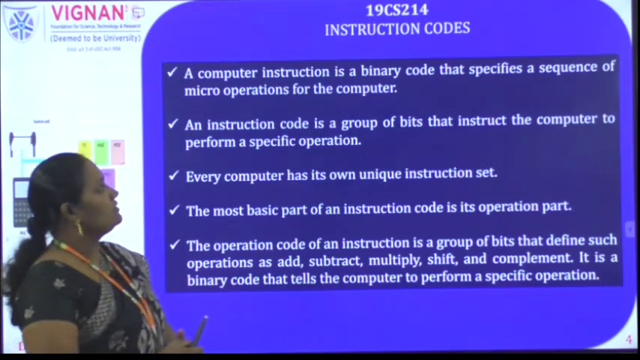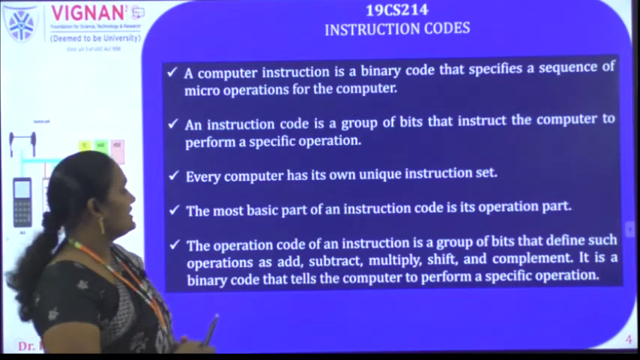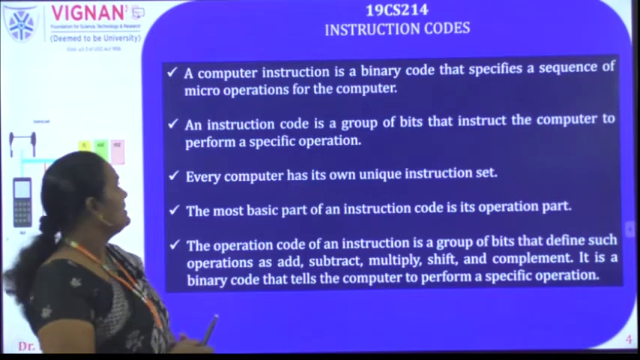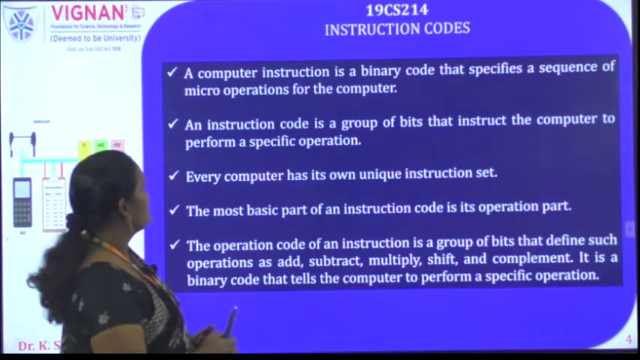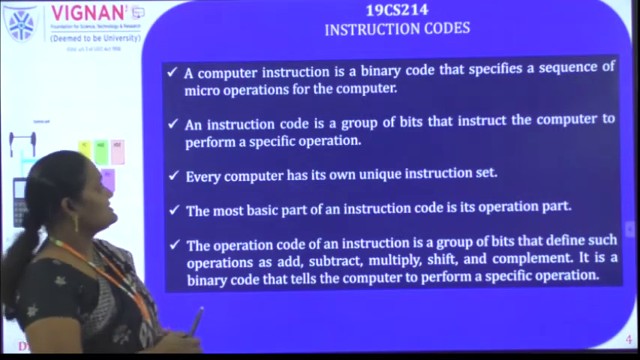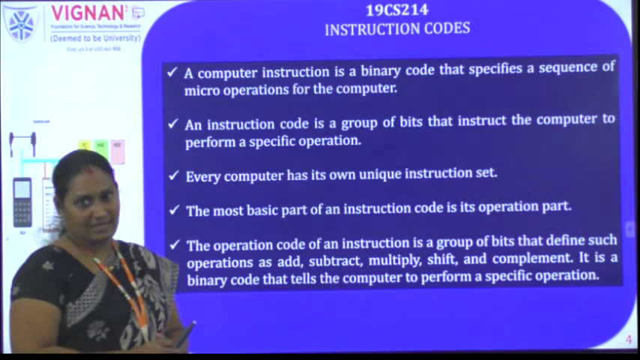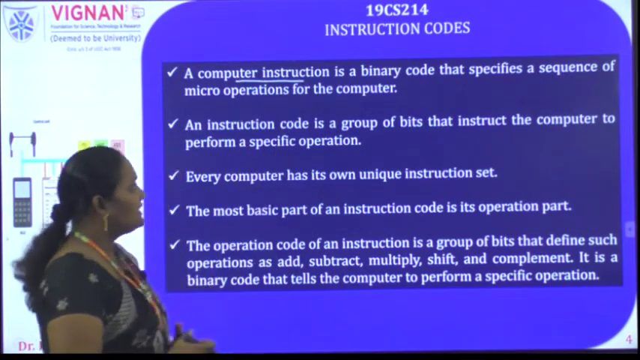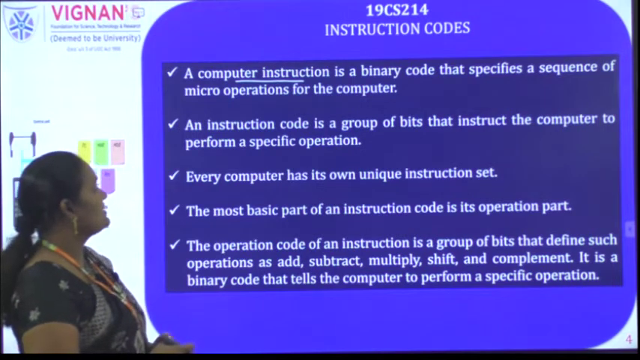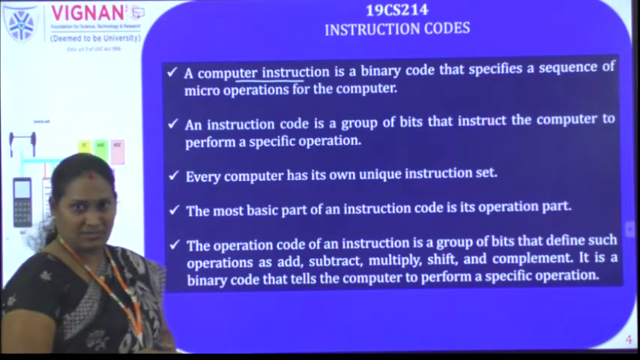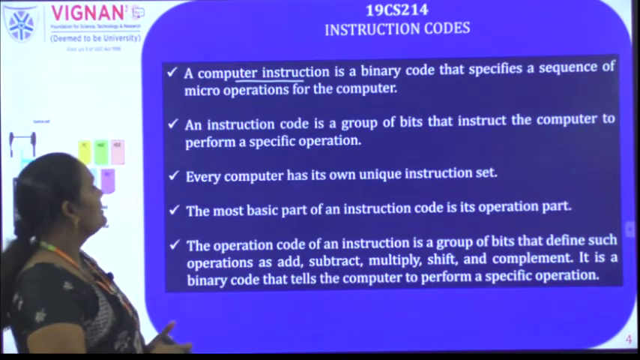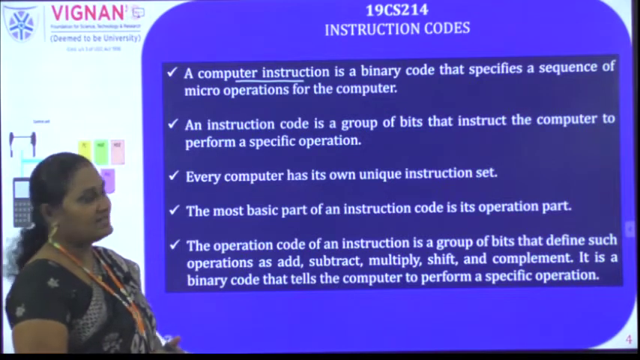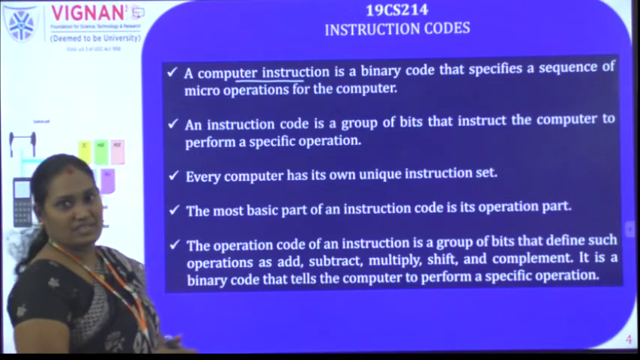Before going to know about all those things, first we need to know the basic definitions related to this stored program organization. Now, first I am going to explain the basic definition. What is a computer instruction? A computer instruction is a binary code that specifies a sequence of micro operations for the computer.